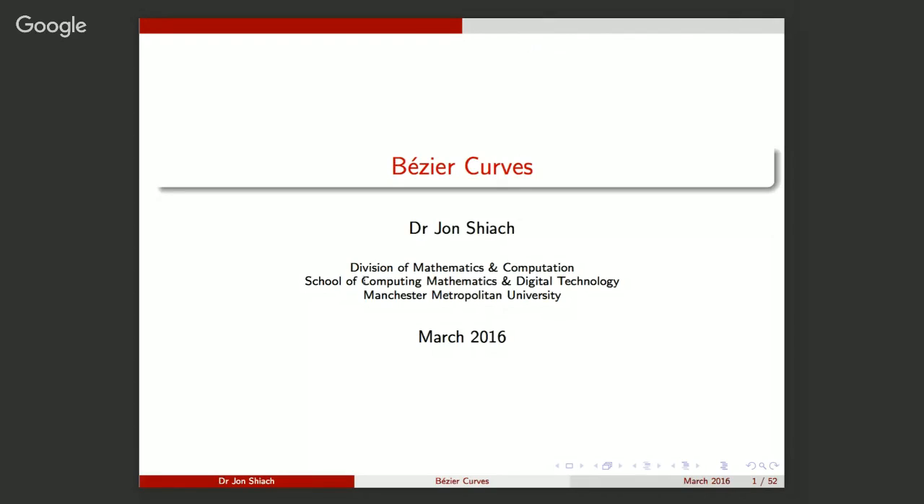Chapter 8 in the notes, Bezier curves. We're also going to be looking at B-splines as well, which are a way in which we can join multiple Bezier curves up.